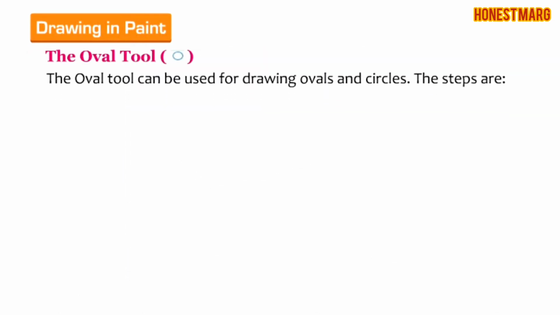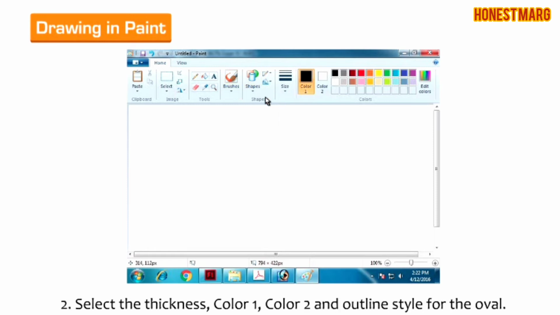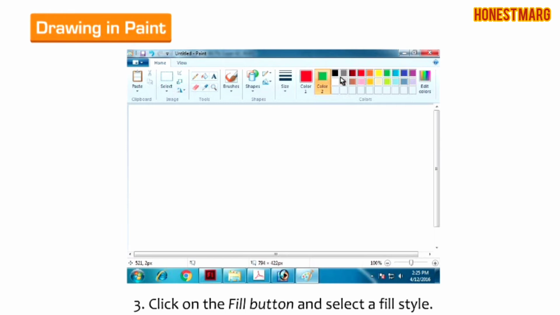The Oval tool. The Oval tool can be used for drawing ovals and circles. The steps are: 1. Select the Oval tool from the Shapes group in the Home tab. 2. Select the thickness, color 1, color 2 and outline style for the oval. 3. Click on the Fill button and select a fill style.